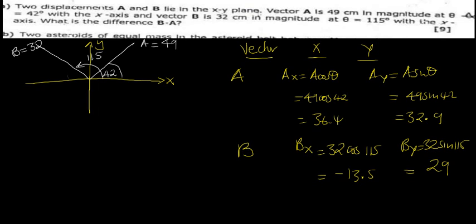But what we want to find is the difference B minus A. When you're talking about B minus A, we're going to come to the x components. I'll get the x component for B, which is negative 13.5, minus the x component for A, which is 36.4. I'll go also to the y components. The y component for B, that is 29, minus the y component for A, which is 32.9. Let's get that. And don't swap them, same way they've been given.